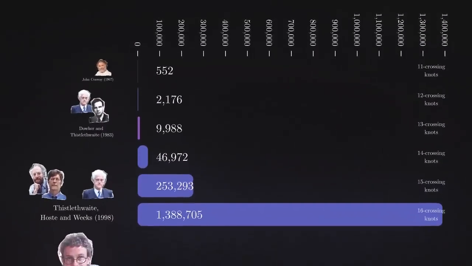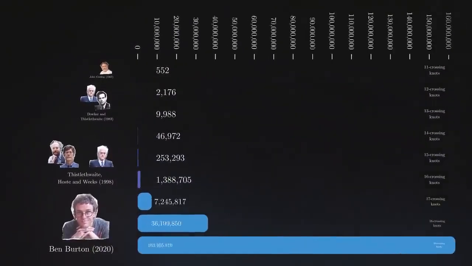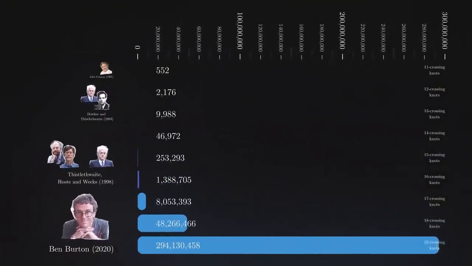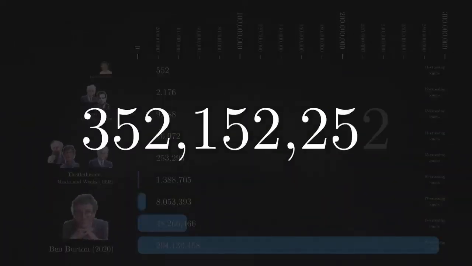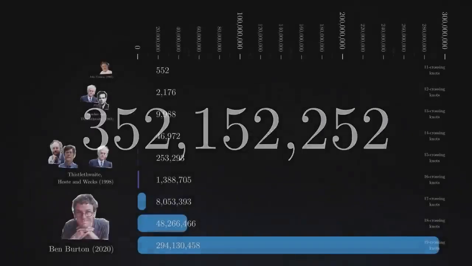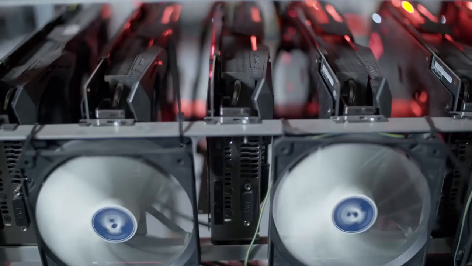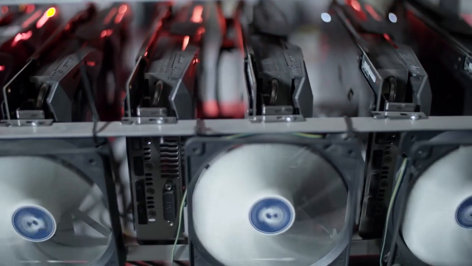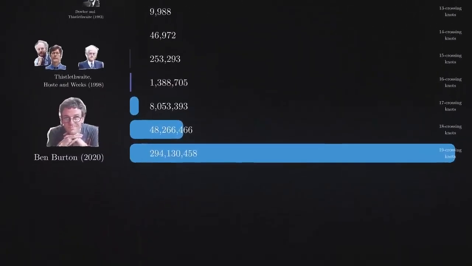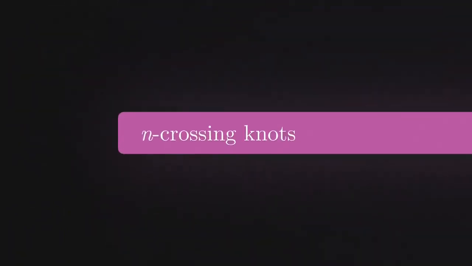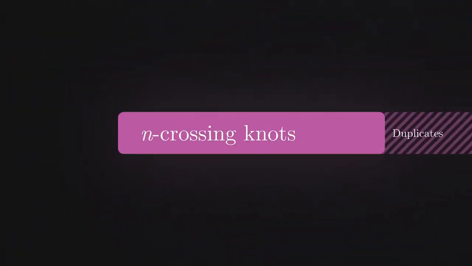In 2020, mathematician Ben Burton single-handedly tabulated all 17, 18, and 19 crossing knots, bringing the total number of known prime knots to 352,152,252. His project was so computationally intensive, several hundred computers had to run for months before obtaining the final number. The hardest part of knot tabulation is counting up every knot and then carefully eliminating duplicates.